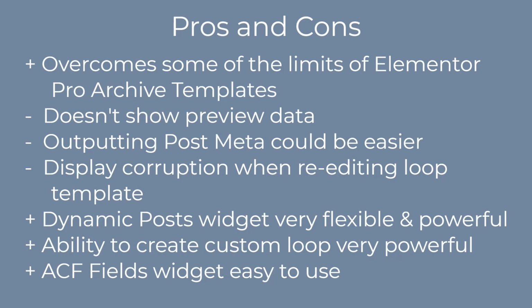Elementor Pro aside, the Dynamic Content for Elementor template system works pretty well, and you can certainly create templates using it. Showing the preview data would be a big improvement. Another improvement would be to make it easier to output the regular post meta, things like author, publication date, number of comments. It wasn't clear to me what that post meta widget was for. And there was another rough edge when we went back in to edit the loop template where the preview of the excerpt was corrupted, though everything was still functional. Overall, though, even though there were some rough edges, they didn't stop me from creating the templates I needed.